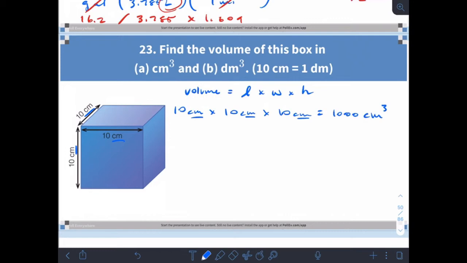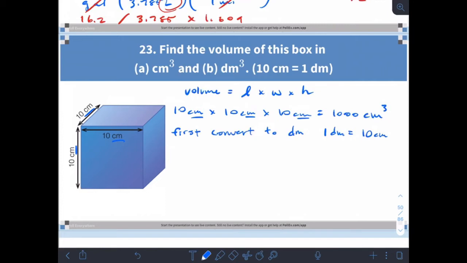So what about the decimeters? I could convert 1,000 cubic centimeters directly to cubic decimeters, but that's a little more complicated than I want you to be able to do. So the easiest thing is to first convert to decimeters. The conversion is 1 decimeter equals 10 centimeters.